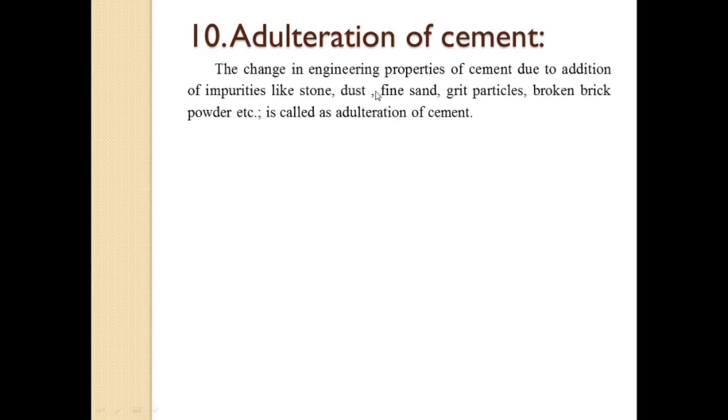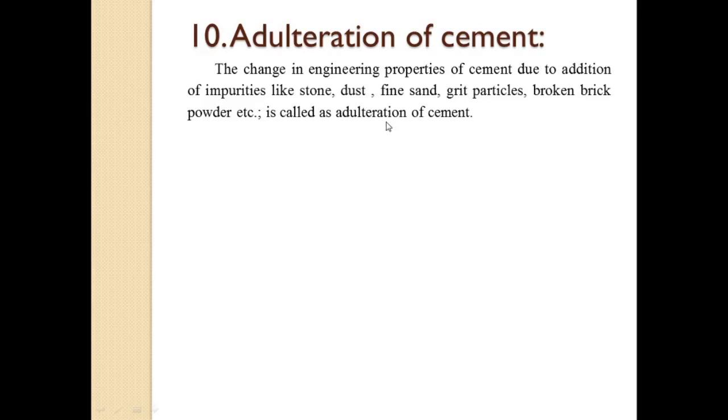So what is the adulteration of cement? The change in the engineering properties of cement due to addition of impurities. What are the impurities? Impurities like stone dust, fine sand, grit particles, broken brick powder, surki or lime. So we can call it adulteration of cement, the process by which cement is made impure or inferior by the addition of these improper substances like stone dust, lime, silt, clay, or fine sand, grit particles. They are called adulteration of cement.